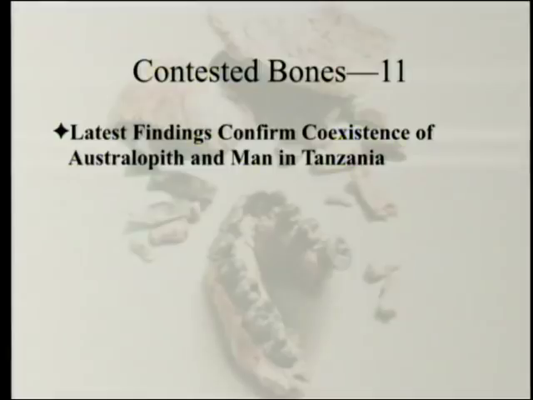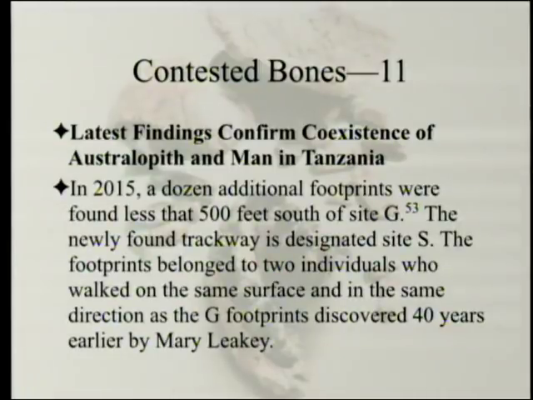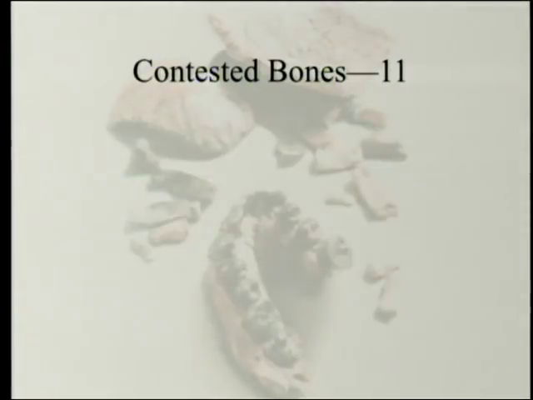Latest findings confirm the coexistence of Australopith and man in Tanzania. In 2015, a dozen additional footprints were found less than 500 feet south of Site G, where the Laetoli footprints were found. The newly found trackway is designated as Site S. The footprints belong to two individuals who walked on the same surface and in the same direction as the G footprints discovered 40 years earlier by Mary Leakey.